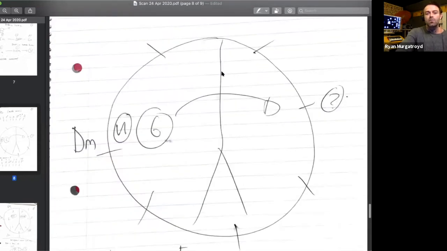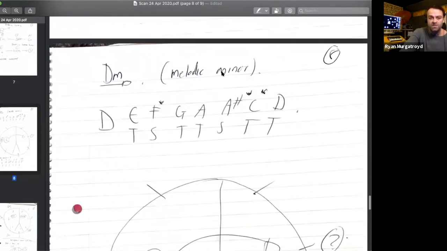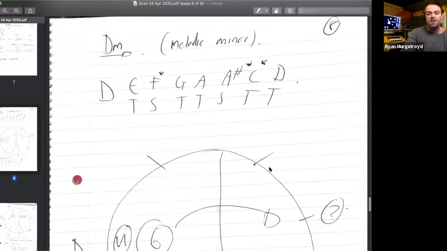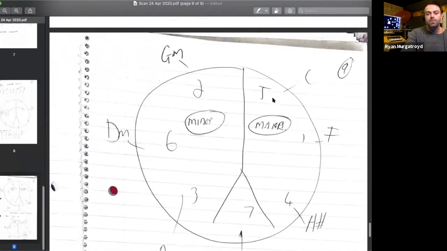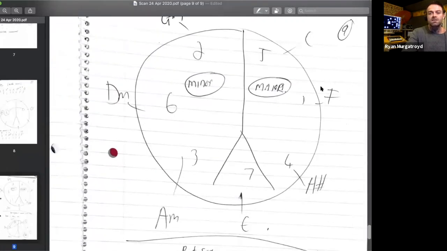Fantastic. We take the root minor and we ask ourselves the question, if this minor were the relative minor of a major, what would that major be? And the answer is going to be whatever key is at the 3rd of the minor. So in the case of D, we calculate F to be the relative major, and when I draw the full chord progression chart, I've got F as the relative major.